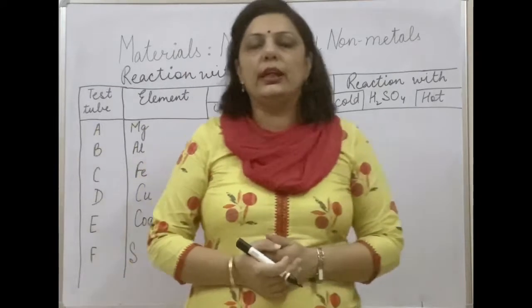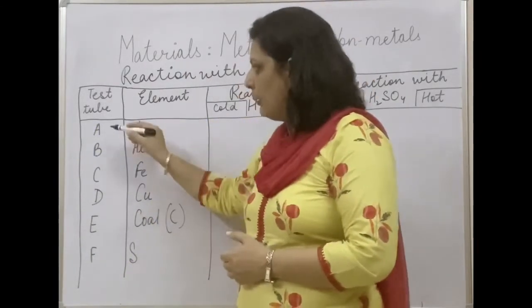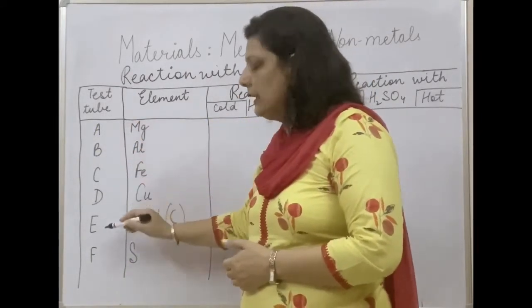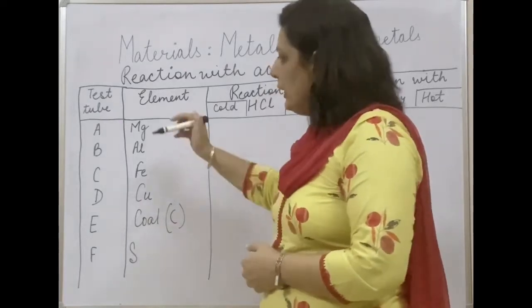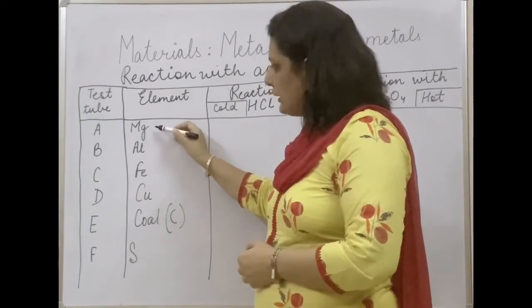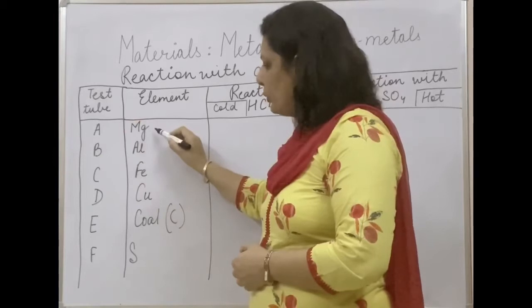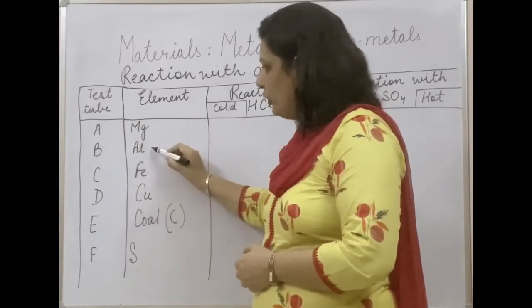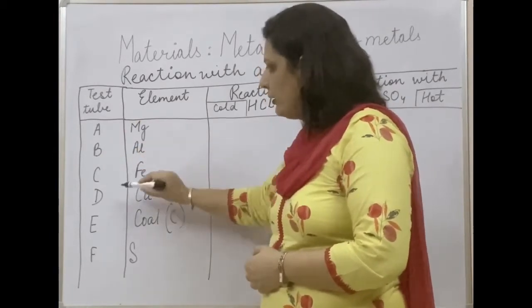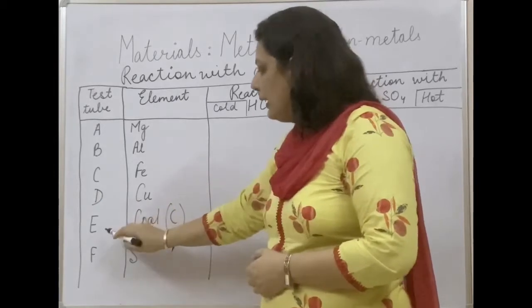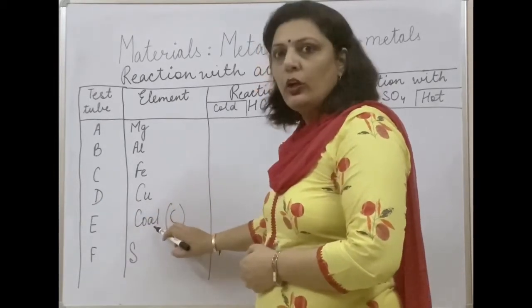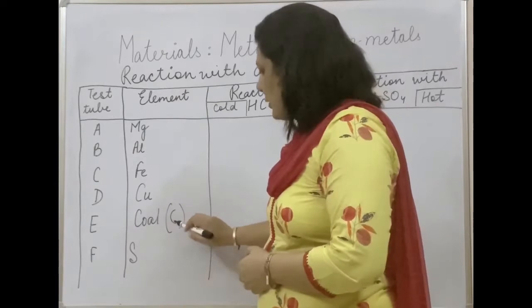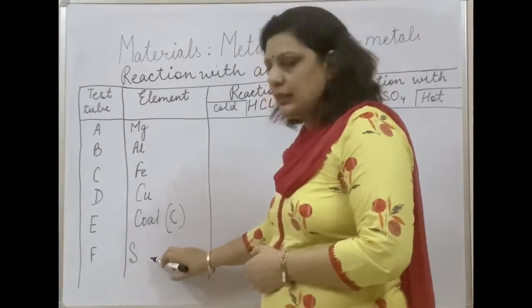You have to take 6 test tubes. Label them as A, B, C, D, E and F. Now in each of the test tubes, you will put these elements. Like in test tube A, you will put magnesium. In B, you will put aluminium. In C, you will put iron. In D, you will put copper. And in E, you will put coal. Now coal means it is having carbon. And in F, you will put sulfur.